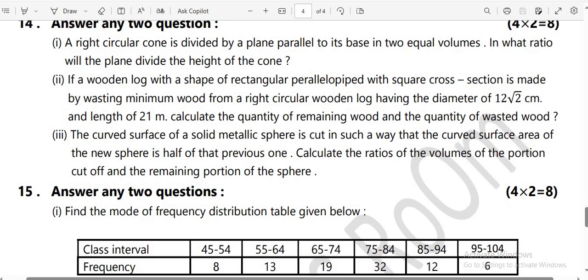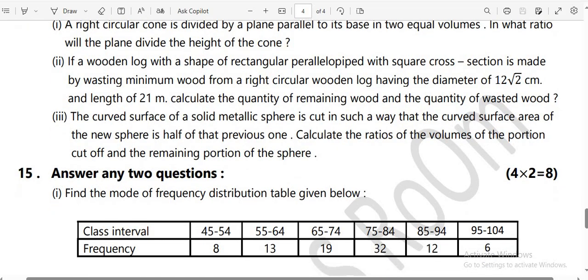Answer any two questions. 4 into 2 is equal to 8. Each question carries 4 marks. Question number 1. Find the mode of the frequency distribution table given below. Class interval, frequency: 45 to 54, 8; 55 to 64, 13; 65 to 74, 19; 75 to 84, 32; 85 to 94, 12; 95 to 104, 6.